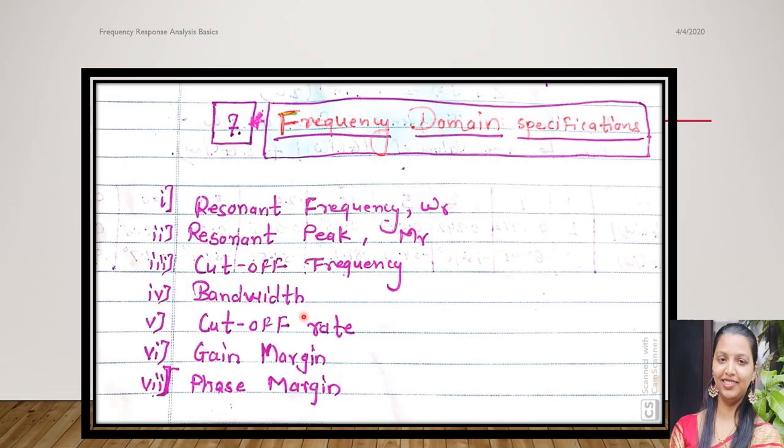The next is the bandwidth. In a feedback control system, the range of frequency during which the magnitude M is greater than or equal to Mr/√2 is defined as the bandwidth ωb. Note that the plot exists for positive values of ω only. So the bandwidth of this control system is from 0 to ωc, or simply ωc. Next is the cutoff rate. The cutoff rate is the rate of the slope of the magnitude at the cutoff frequency.